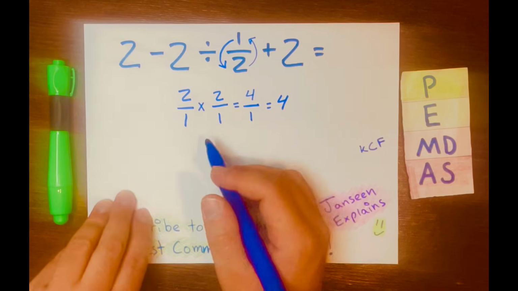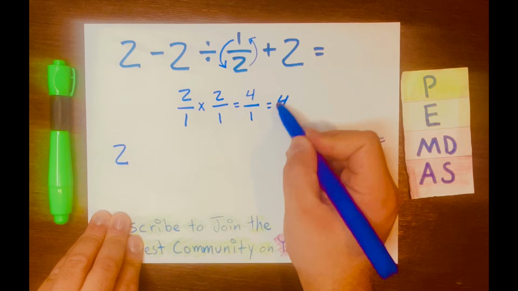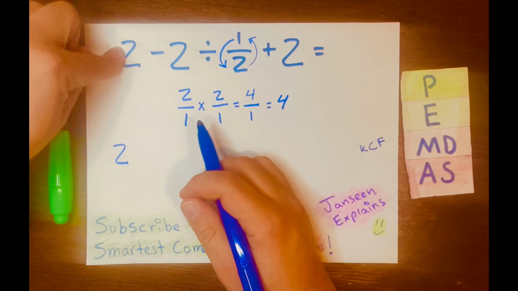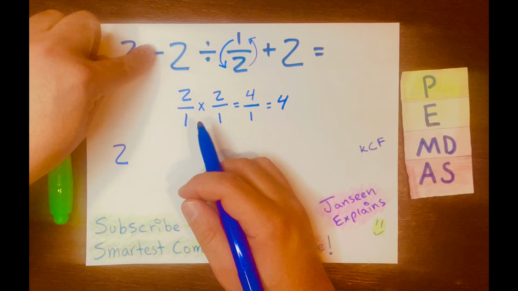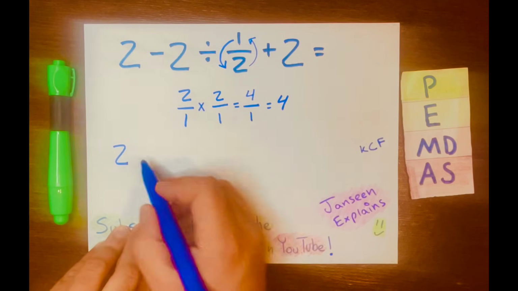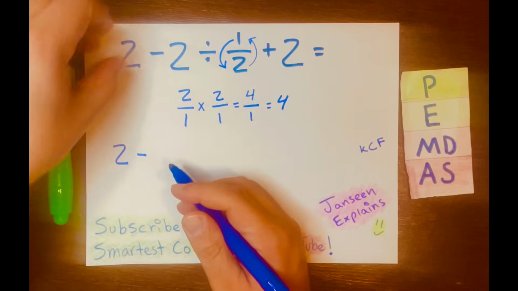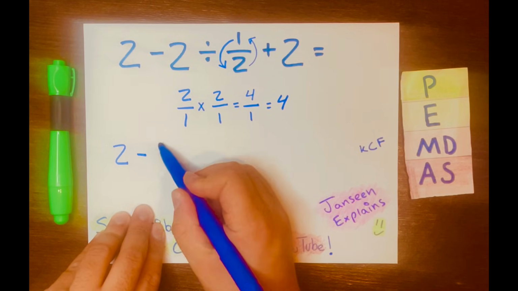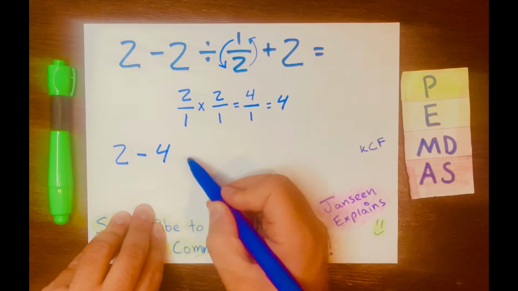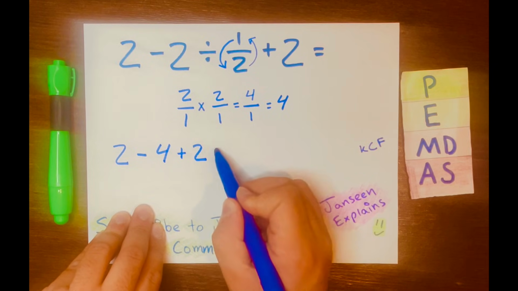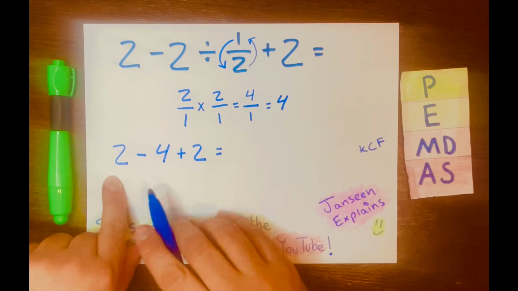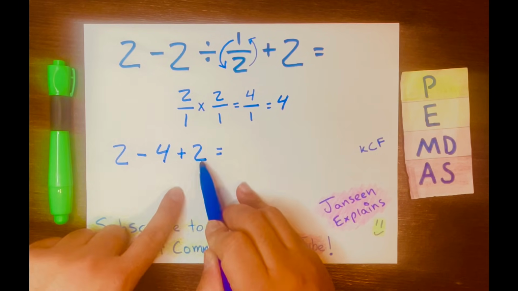Let's bring down the 2. Then the 2 minus. Let's bring down the 2 minus. Then bring down the 4. Then bring down the plus 2. Now we're looking at 2 minus 4 plus 2.